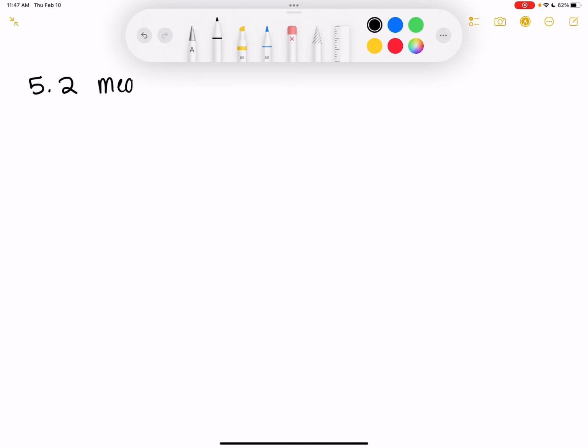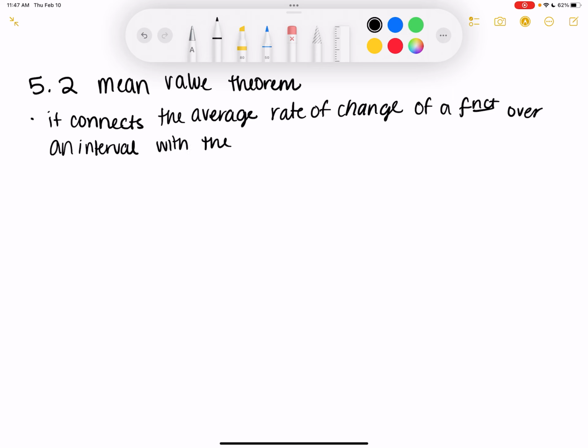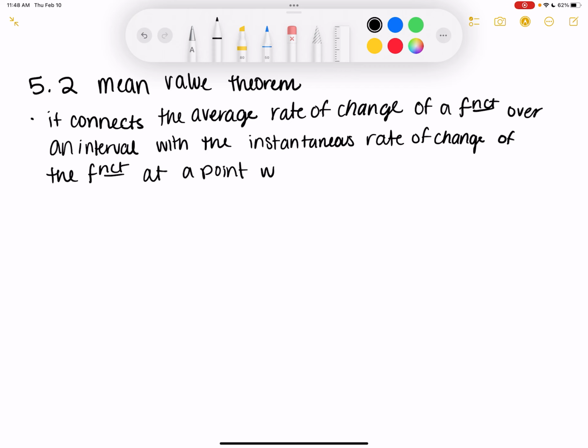All right, 5.2 is the mean value theorem. It connects the average rate of change of a function over an interval with the instantaneous rate of change of the function at a point within the interval.